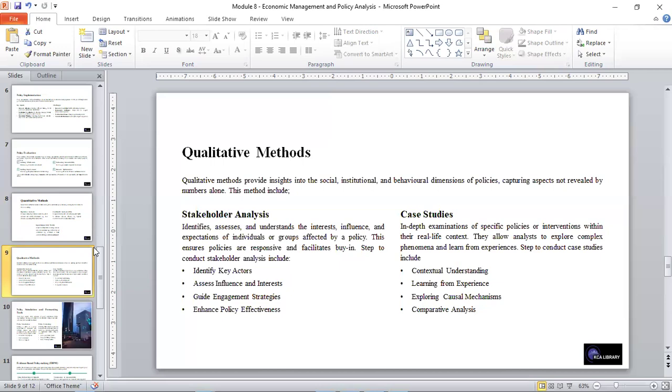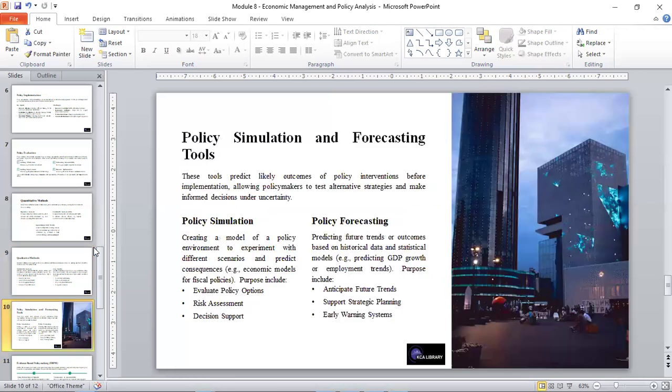And then for case study, it's the in-depth examination of specific policies or interventions within their real life context, and they allow analysts to explore complex phenomena and learn from experiences. It also has steps to conduct a study, as listed there and expanded in the note also.